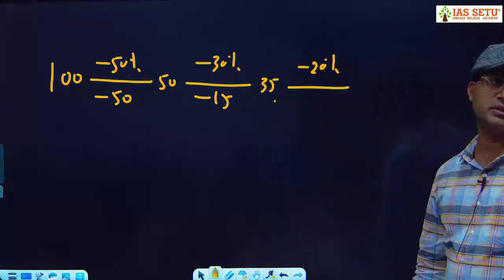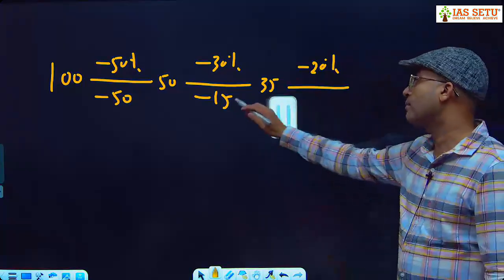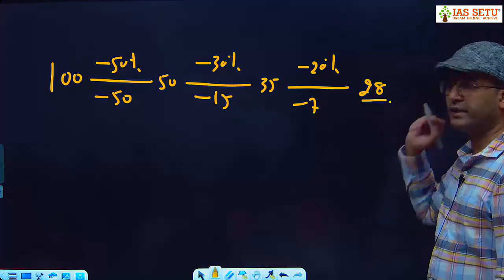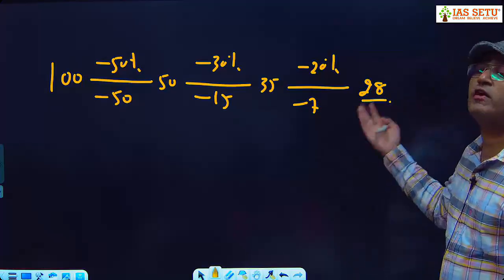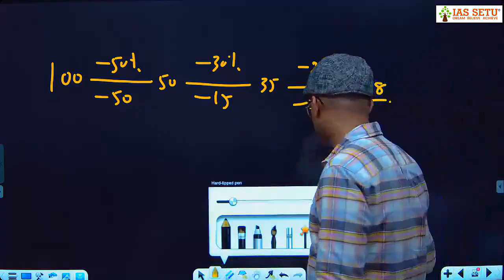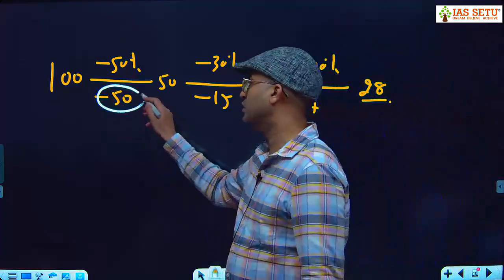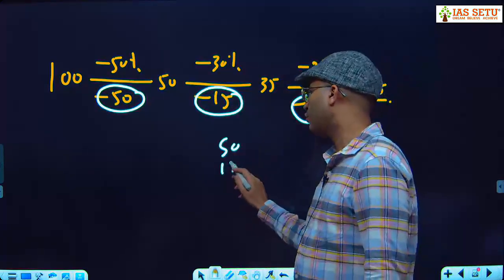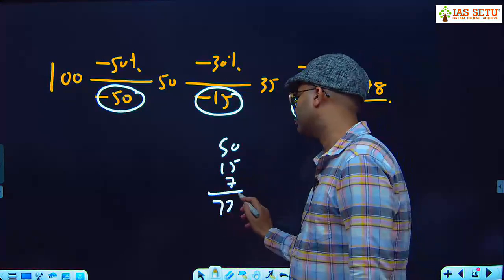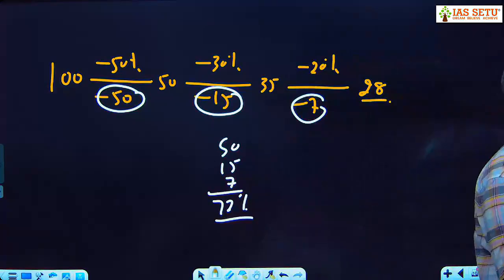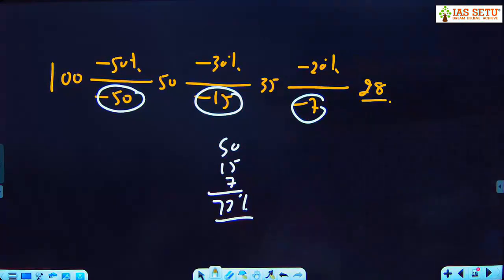What is 20% of 35? 7. 35 minus 7 is 28. 28 is your final price. But you have to find overall how much discount we got. Overall discount: 50, 15, 7. So you got an overall discount of 72%. We have not got 100% discount. We got only 72% discount.